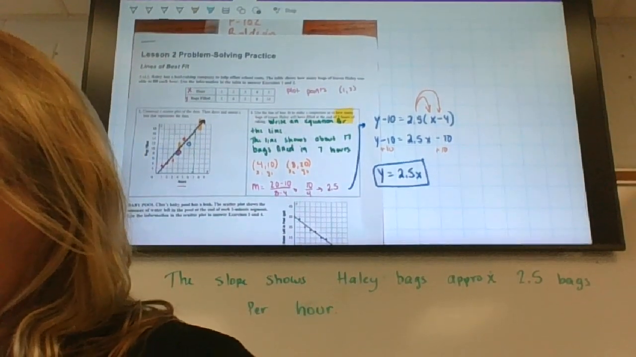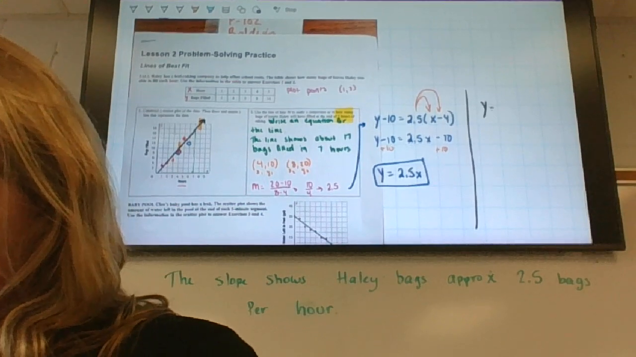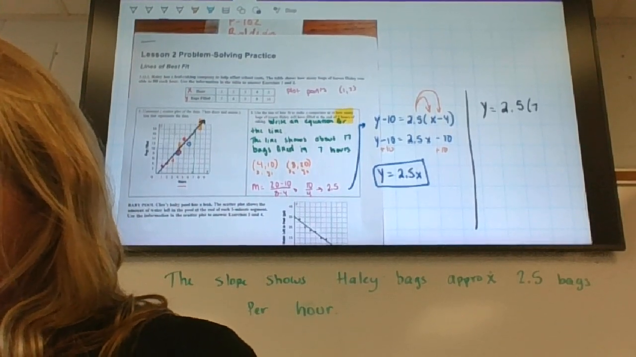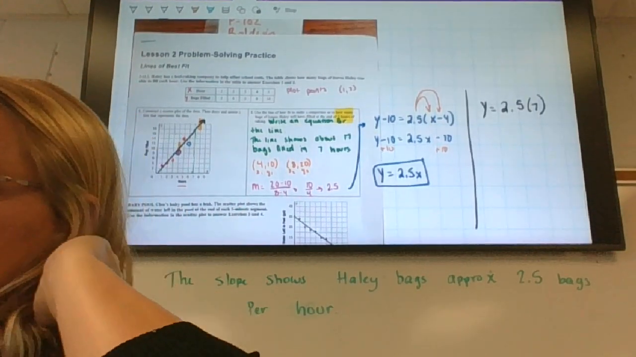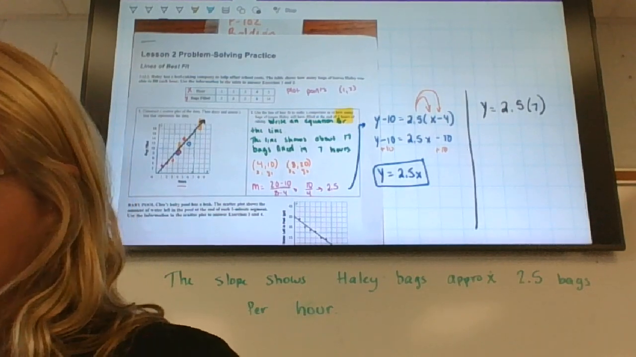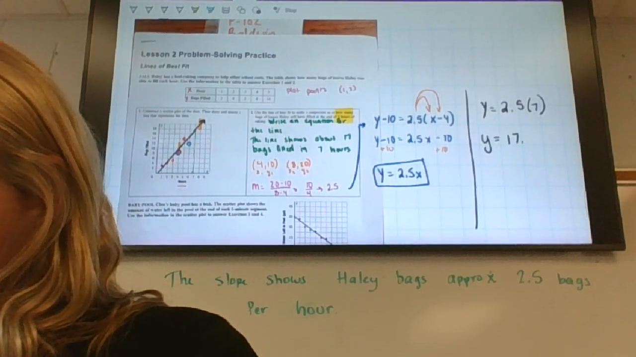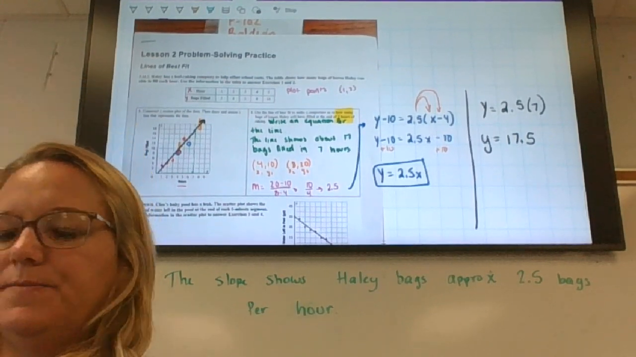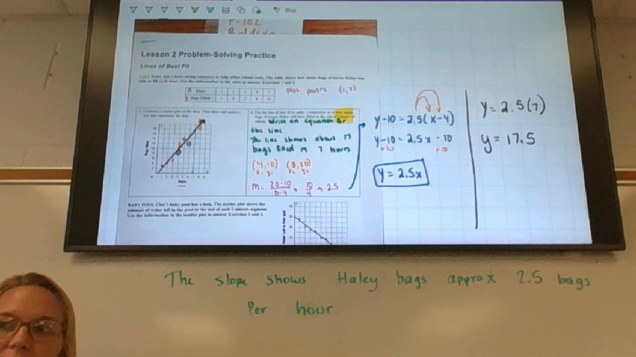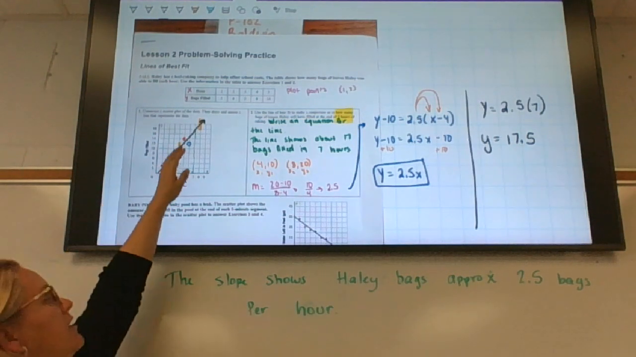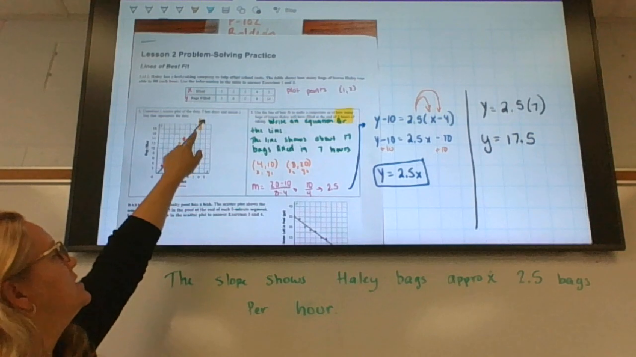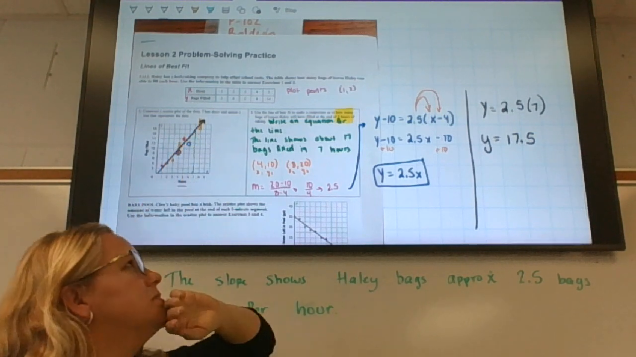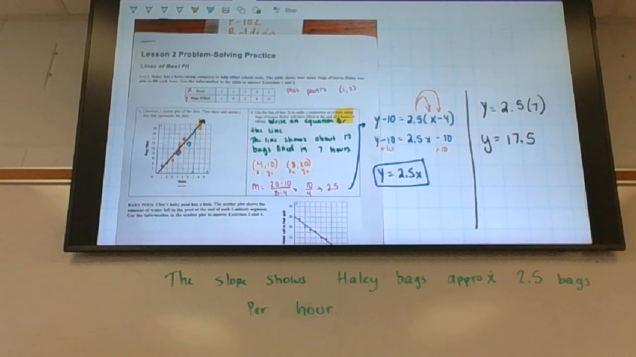Let's just see. So that's 14 and 3.5. 17.5. So the equation says that Haley will get 17 and a half bags done in 7 hours. My graph, I kind of had to guess. I guessed 17, but actually when I look, it does look like it's pretty close to 18. So while the line shows 17 bags, the equation shows 17 and a half.